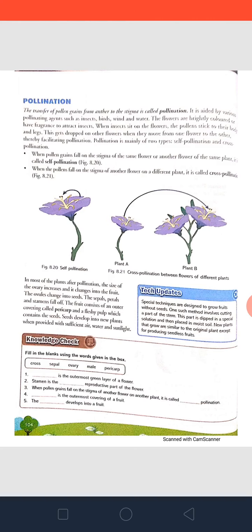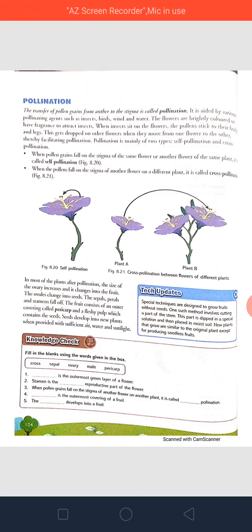The second method is pollination by water. How is it possible? It is possible in aquatic plants. This method of pollination is generally seen in aquatic plants. What happens? The plant releases pollen grains from its anther, and the pollen grains are carried by water to the stigma of other flowers, leading to cross pollination. Hydrilla and seagrass are pollinated by water.